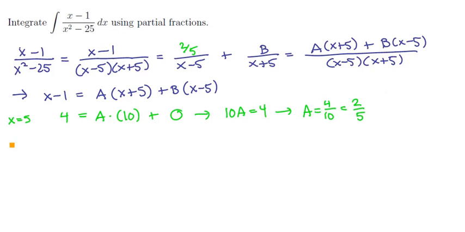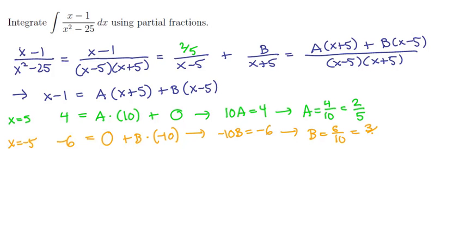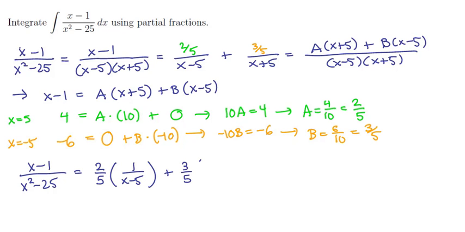Now we need another x value. Let's try x equals minus 5. Minus 5 minus 1 is minus 6. The A term will vanish, and we'll have B times (minus 5 minus 5), or minus 10. So we have negative 10B is equal to negative 6, or B is 6/10. That's 3/5 that we can stick right here. So now we've got the partial fractions decomposition. We know that (x minus 1) over (x squared minus 25) is the same thing as 2/5 times 1 over (x minus 5) plus 3/5 times 1 over (x plus 5).